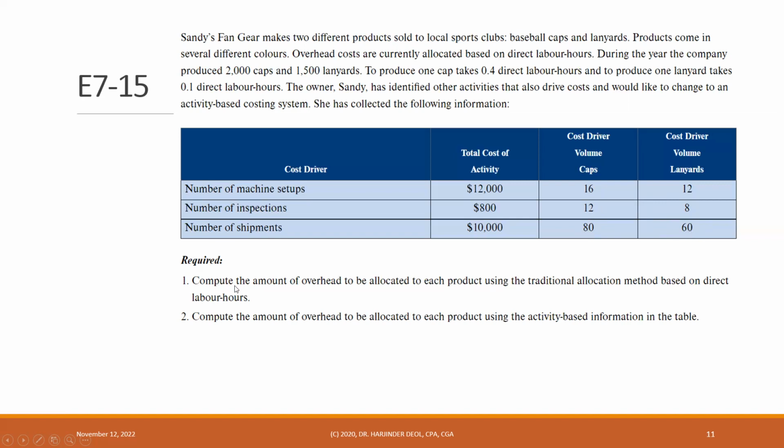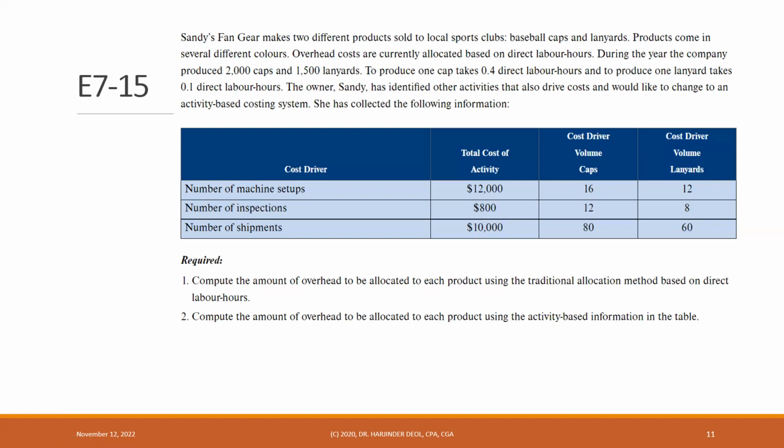The requirement is to calculate the amount of overhead that will be allocated to each product. First, using the traditional allocation method, which is currently based on direct labor hours, and then to compare that to what would be the cost allocated using activity-based costing.